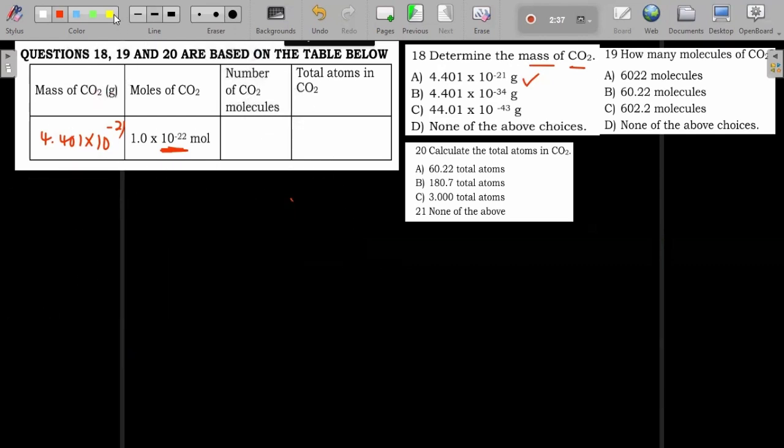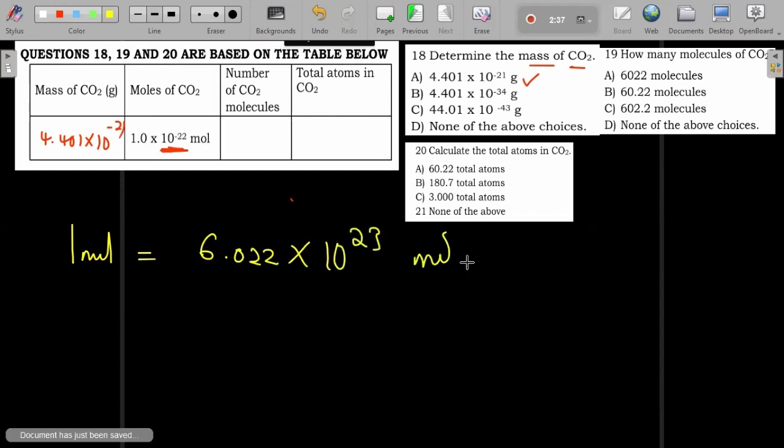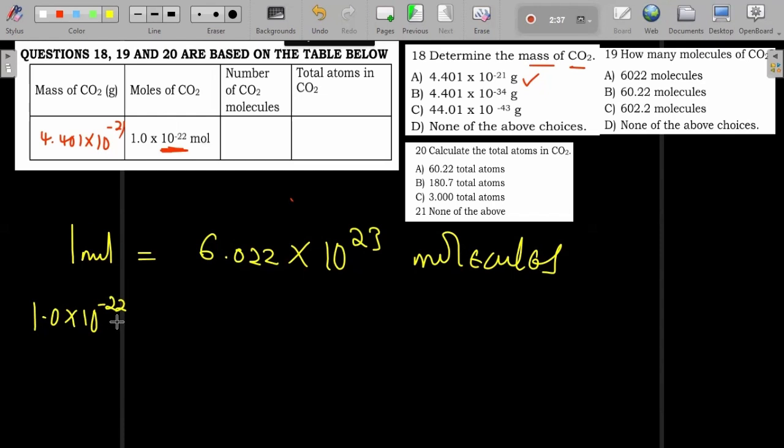Let's look at question number 19. They're saying how many molecules of carbon dioxide are in this number of moles. We know the ratio: 1 mole of anything contains the Avogadro's constant number of molecules. So what does this mean? If I have 1 mole of this number of molecules, now I have how many moles here? 1.0 times 10 to the power minus 22 moles. So how many molecules am I going to have?